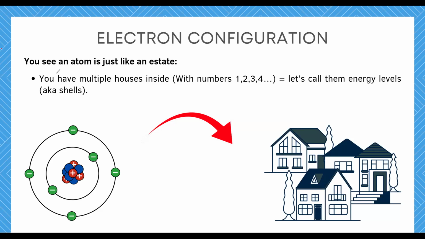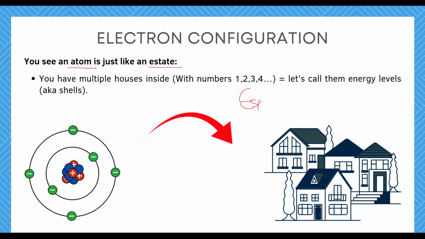Good. So let me explain. You see, an atom is just like an estate. You all know what an estate is, right? Yes, sir. Good. What's an estate? An estate is a large compound where so many different houses are. Thank you very much. A large compound that has plenty houses inside. Plenty residential buildings inside. An atom is just like that.